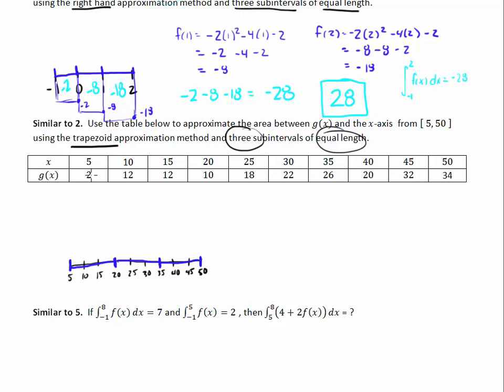So if I plug in 5, I get out 2. So I'm going to put a little 2 there to help me remember. If I plug in 20, I get out 10. Remember, this doesn't have to be to scale. It's just to kind of help us gauge what it looks like. And there is our first trapezoid. Next one, I've already plugged in this side, so I'm going to plug in 35, and I get out 26. There's our next trapezoid, and I plug in 50 and I get out 34.